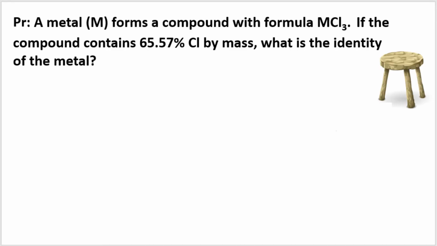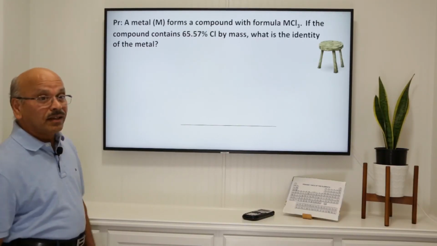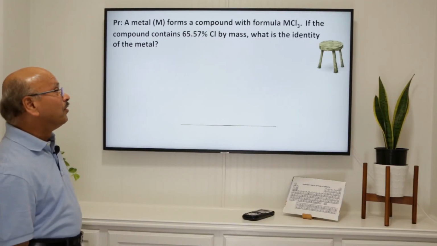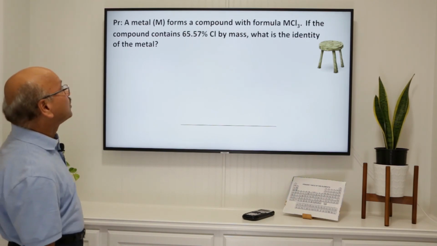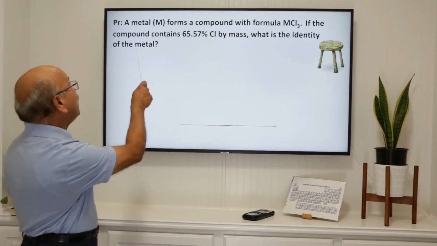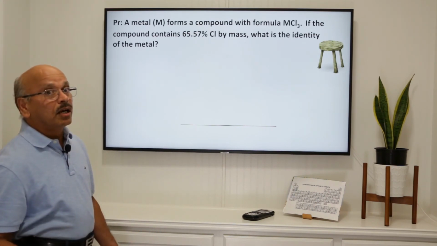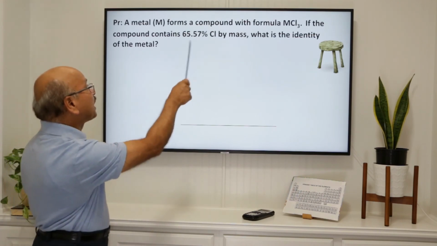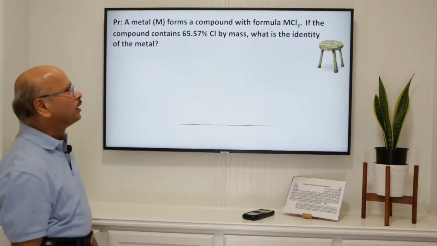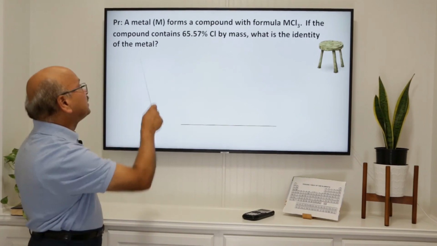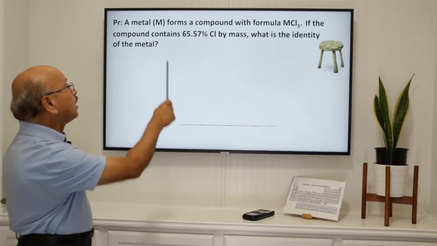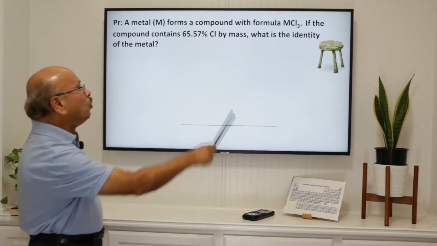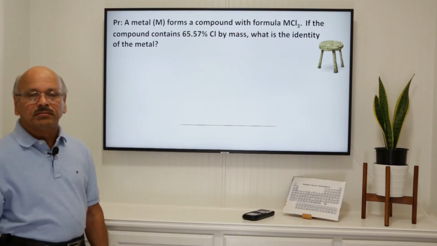So finally, we are coming to the last question, which is something you can try to do. And if you get it, that will be a plus. So let's think about this one. The question is this. A metal M. It's just an unknown metal, so we have to find it out. It's given as M. It forms a compound with the formula MCl3. If the compound contains 65.57% chlorine by mass, what is the identity of the metal?